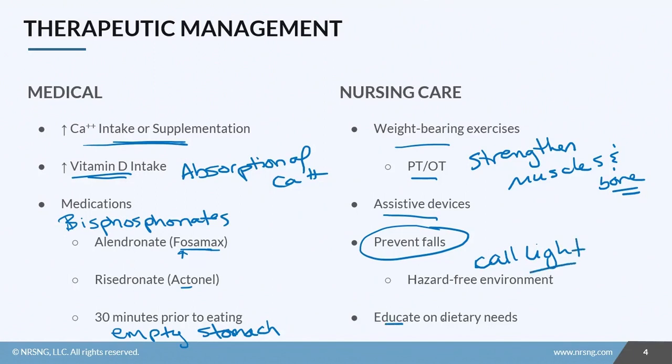Make sure their belongings are within reach and that they have those assistive devices. And then we want to educate them on their dietary needs. Milk is not the only thing they can use to increase calcium. They can also get calcium from green leafy vegetables. Broccoli and spinach have lots and lots of calcium.